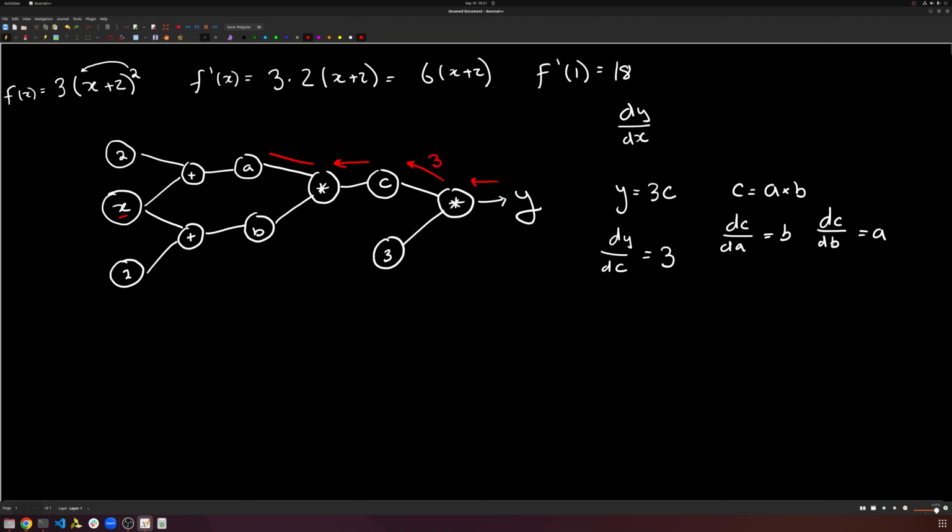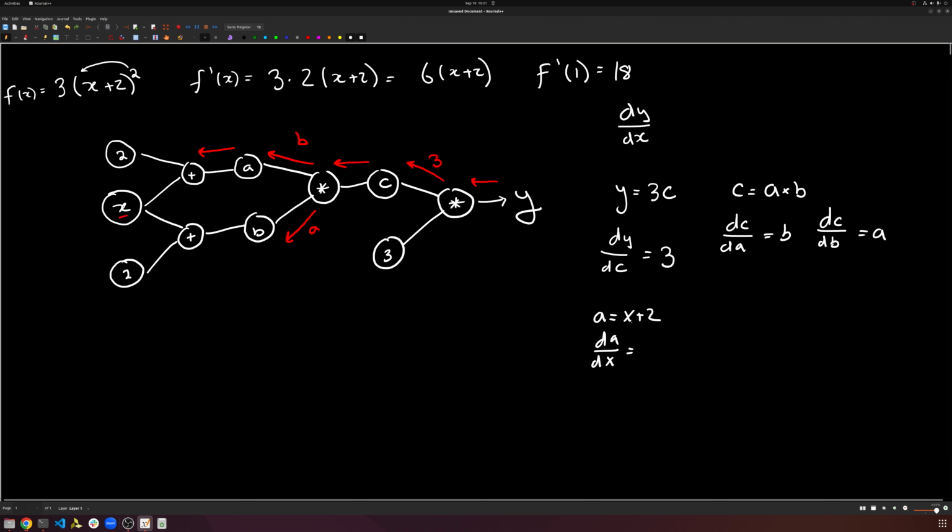Okay, so let's do that. This is going to backpropagate b, because dc/da, as we saw, is b. And similarly, this is going to backpropagate a, right? dc/db is just a. Great. Now let's do each of these branches alone. So we'll start with the top one. This is going to go back again. We're going to backpropagate. This is again a sum operation. So what is this? a is equal to x plus 2. That means da/dx is equal to 1, right? The derivative of this function with respect to x is just 1.